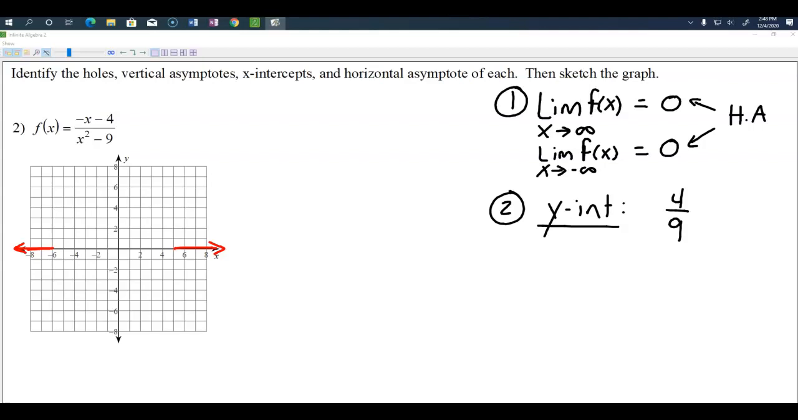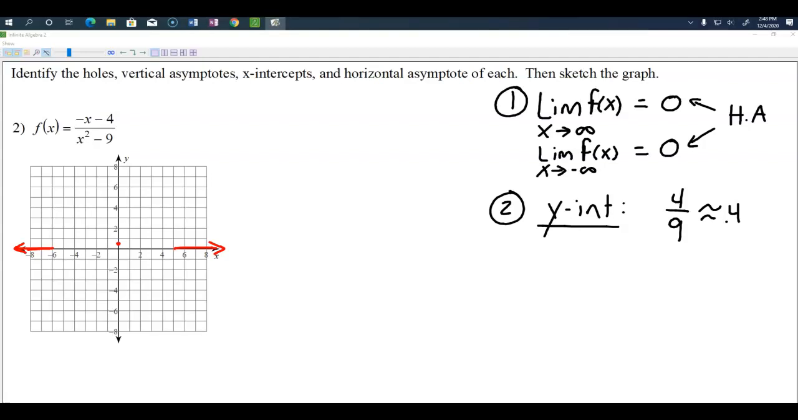If you want to change it into a decimal, it might help you understand what it is a little bit more. So if we do 4 divided by 9, we're going to get about 0.4. So we're going to plot that now. So let's go ahead and plot a dot at 0.4. That would probably be somewhere right about here. So it's going to touch the y-axis right about there at that point. Okay? All right, let's go ahead and do step 3.